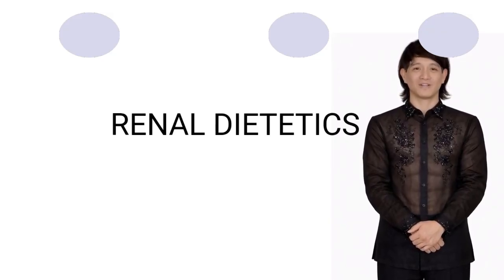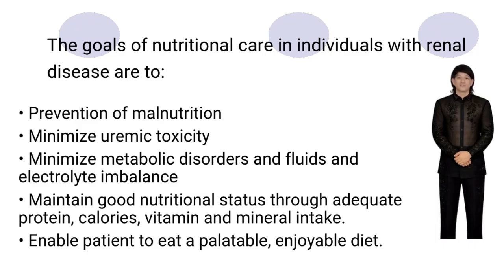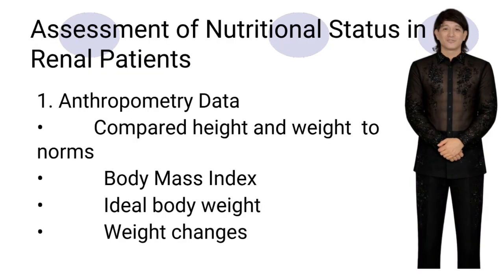Welcome to our discussion on renal dietetics. Today, we'll explore dietary strategies essential for managing kidney health. The goals of nutritional care in renal disease include preventing malnutrition, minimizing uremic toxicity, and managing metabolic disorders. It's crucial to maintain nutritional status with adequate protein, calories, vitamins, and minerals, while ensuring the diet remains palatable and enjoyable for the patient.